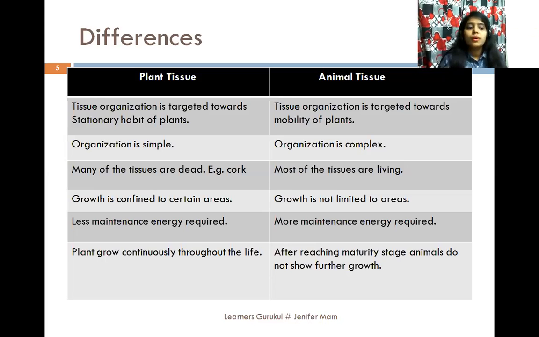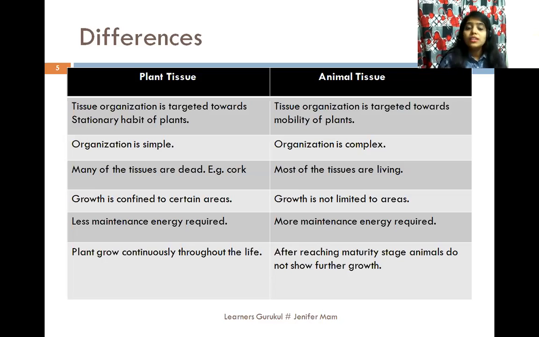So now here in the plant tissue, the maintenance required is very less. Comparatively, the animal tissue requires more maintenance. So this plant grows throughout the year. Throughout their lifetime, it is not that it reaches a certain age or a certain height and there will not be further growth. It is not like that.